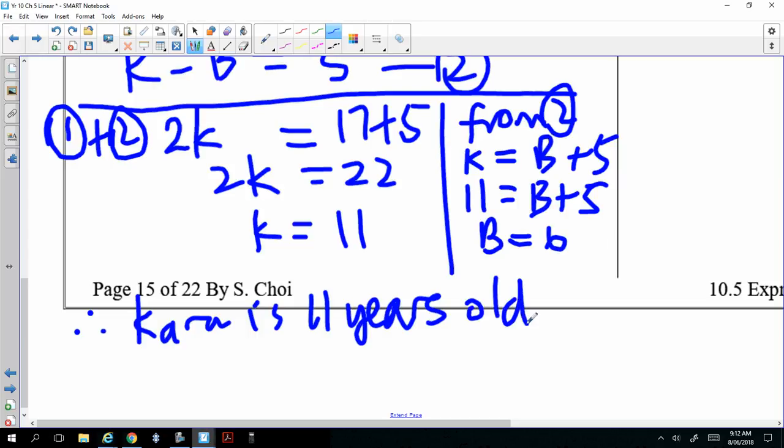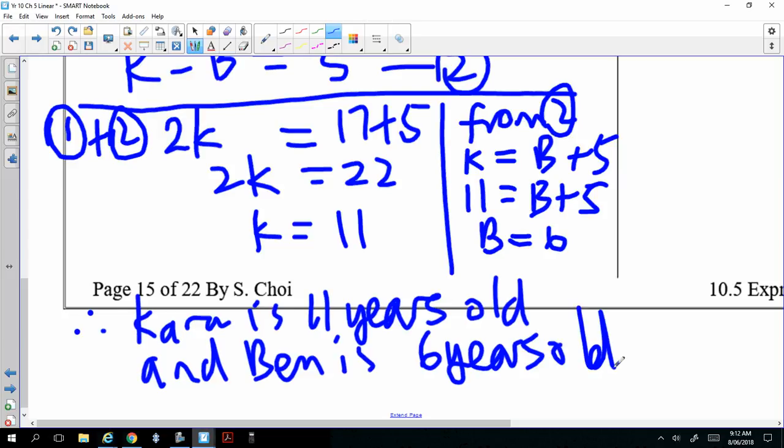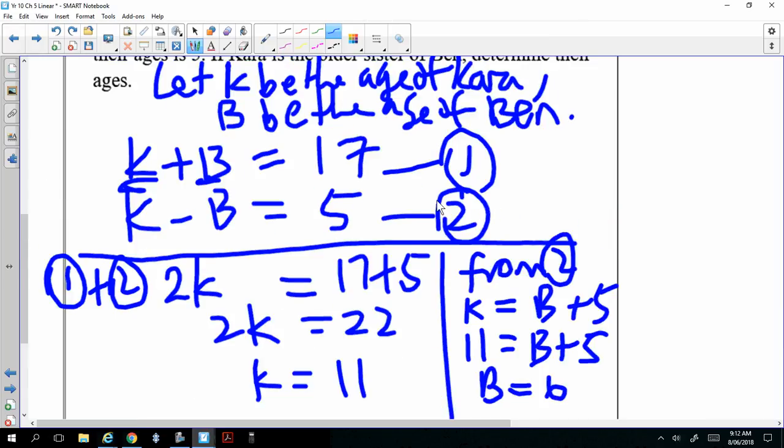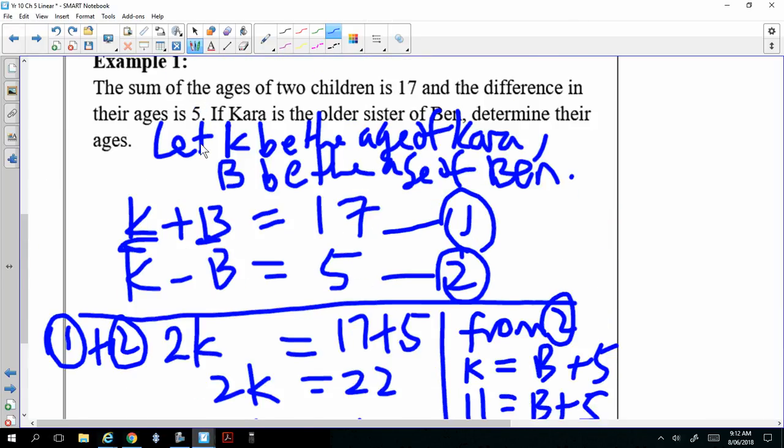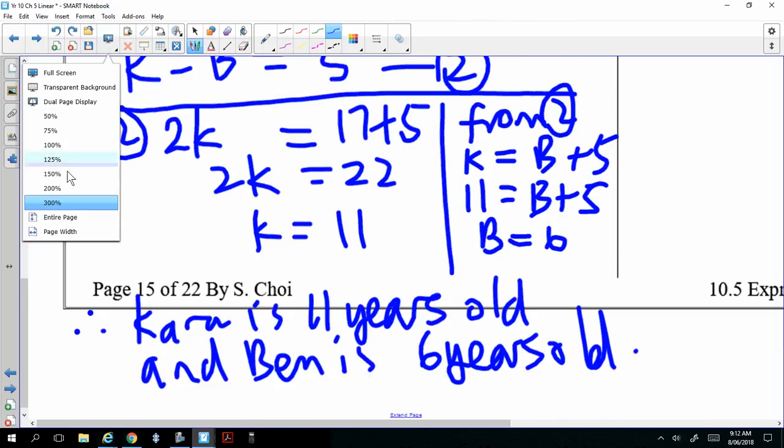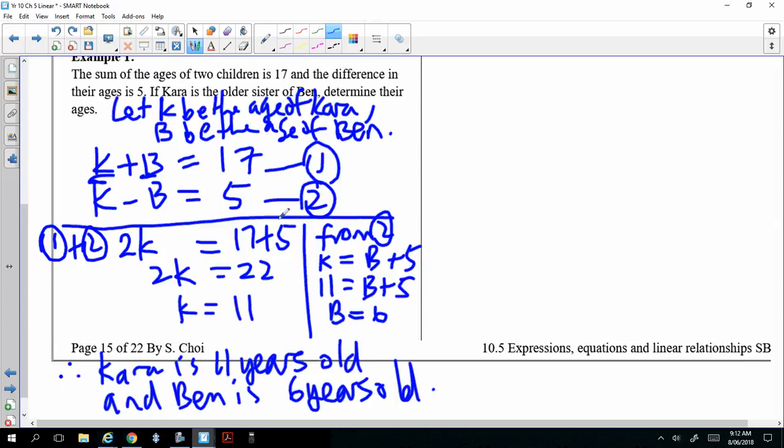And Ben is 6 years old. It is, that's what it says. The difference of their ages is 5, which is another way of saying 5 years younger. Alright, good. Any questions?